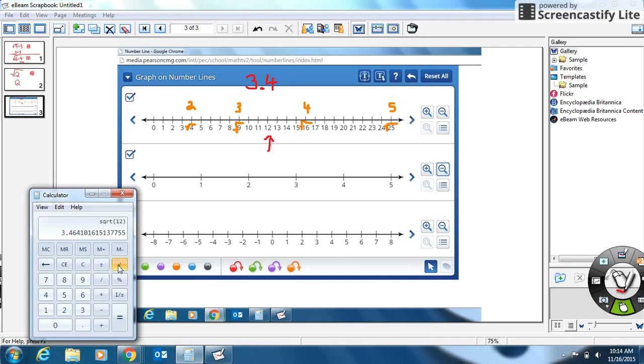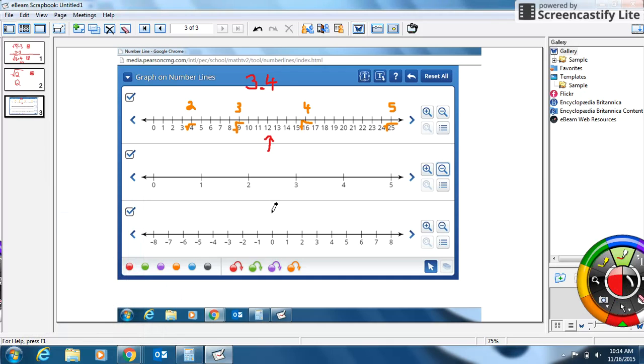We said it should be 3.something. Oh, hey, here's our answer: 3.46. Well, you know what? In this case, that's pretty close, and I'd say you're right. Okay, let's do another example then.